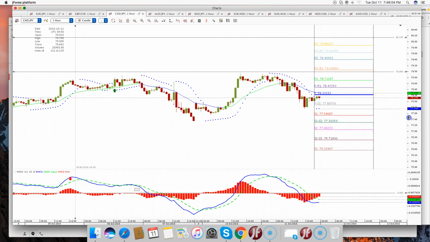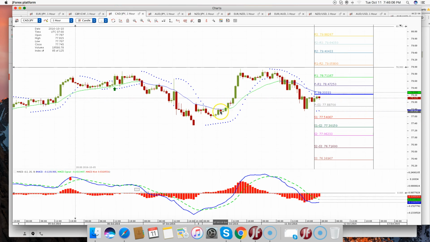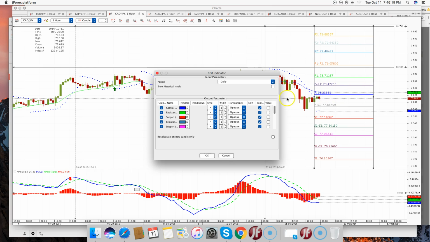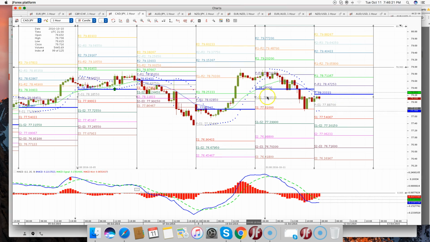Canadian yen. There it is again. This was Monday's retracement. The market had been in a downtrend, and Monday retraced, and then coming into Tuesday. Here's Tuesday right here. The market broke below. Let's pull up the central pivot point. Price broke below the central pivot point.